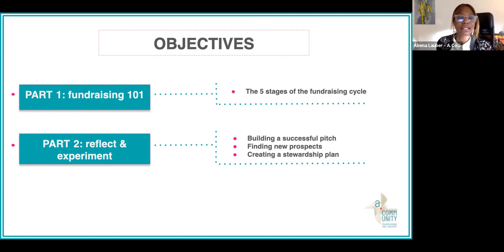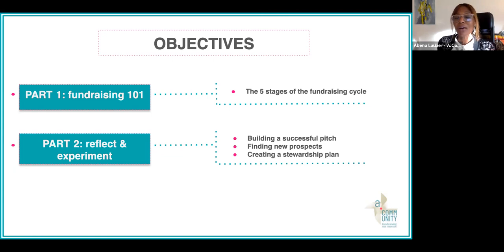Second part is to reflect and experiment. Basically, we would like to have a quick look at how you build a pitch, as I mentioned before. How are you going to diversify your funding base if you're not able to really convey to funders who are maybe less technical, but who may have an interest to invest in your project, in an easy way to understand that their philanthropic investment will make an impact.